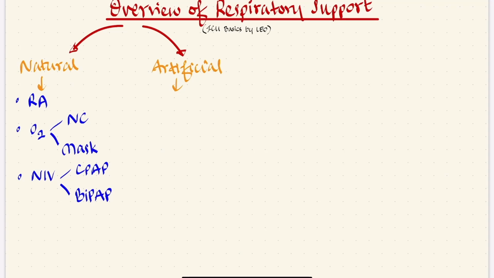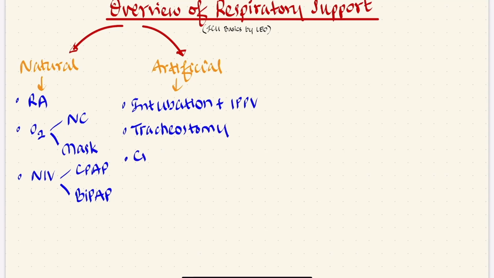If the respiratory failure is not reversible with these types of support, we should consider ventilating patients through artificial airway, if appropriate, via invasive techniques such as endotracheal intubation and positive pressure ventilation. We can consider tracheostomy in patients who are struggling to be liberated from mechanical ventilator, and cricothyroidotomy in patients with difficult airway during emergencies.